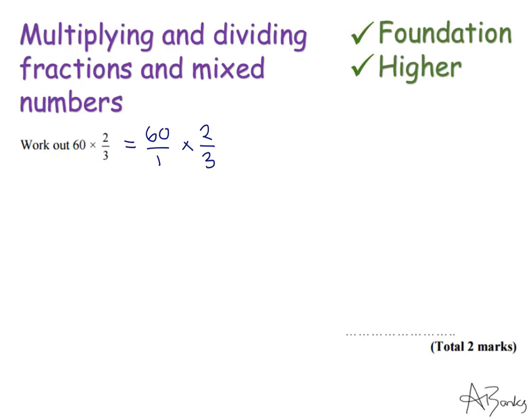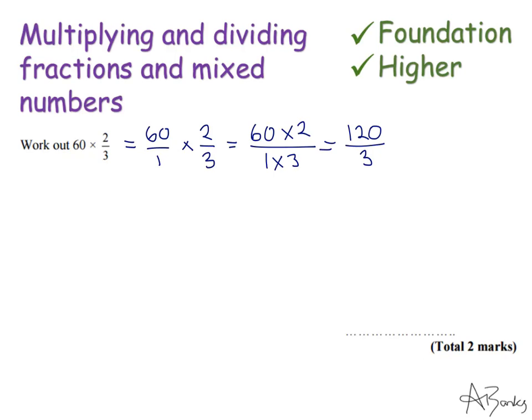Now that works for any number you're given, any integer you're given. If you're given something like 5 times 2/3, I'd rewrite the 5 as 5 over 1. So it's always over 1. Now I've just got a question like before, so I've got 60 times 2 on the top and 1 times 3 on the bottom. So I've got 120 over 3.